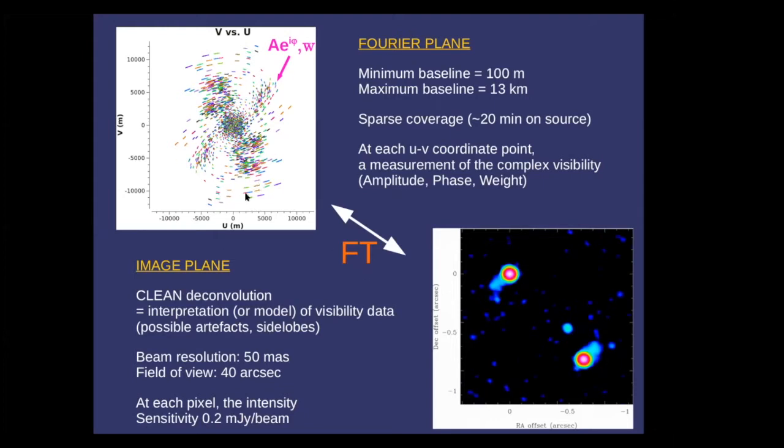And because we have this incomplete sampling, there are some possible artifacts. We have some side lobes in the image plane, and of course we have a finite resolution. What we have in this image is, at each pixel, noise and intensity. If you want to characterize the noise in this image, you have to find a region with no emission, for example, and then measure the noise. But then you will assume that it's the same noise throughout all the image here.